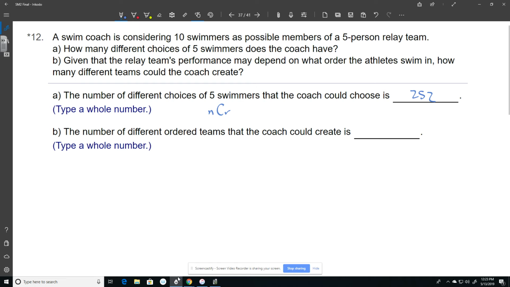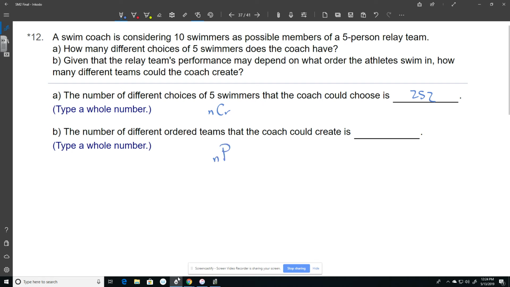Part B says the number of different ordered teams that the coach could create, given that order does matter. Basically what it's saying is if Briggs swims first in the relay, that might be a different team than if Briggs swims last. I don't know, maybe he gets cold standing on the side of the pool, so he's got to go first so that he's warm and can get done faster. Whatever the reason, the order of the swimmers changes the outcome. So now order does matter.